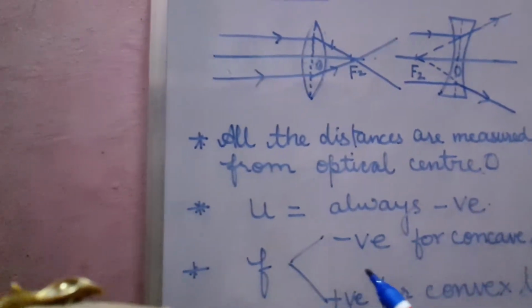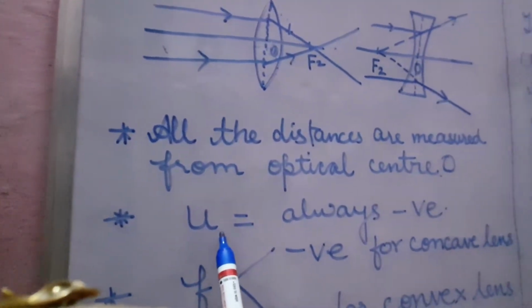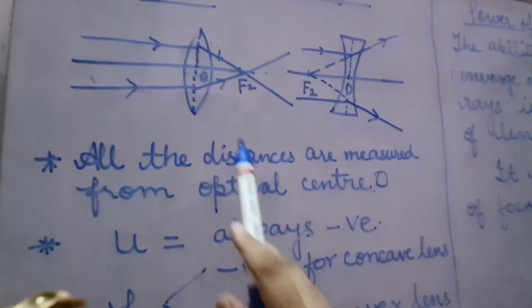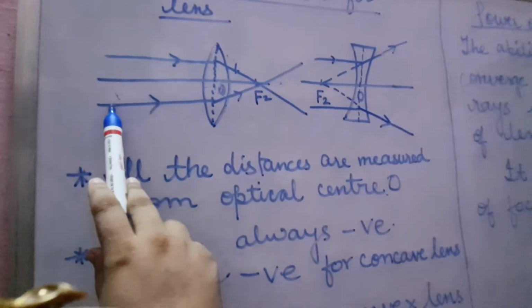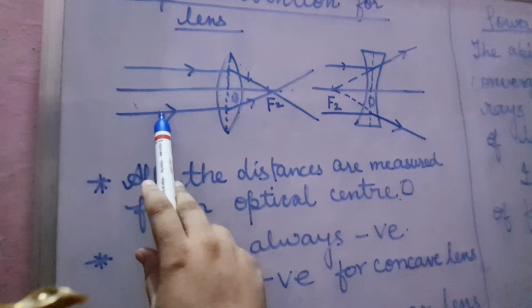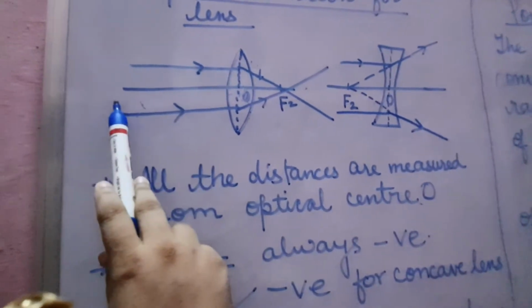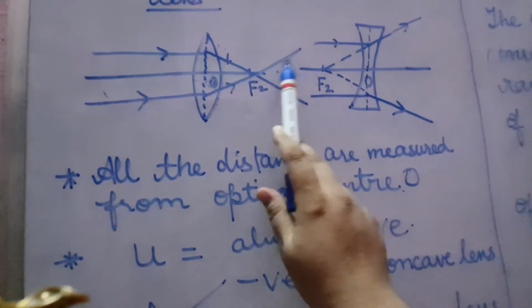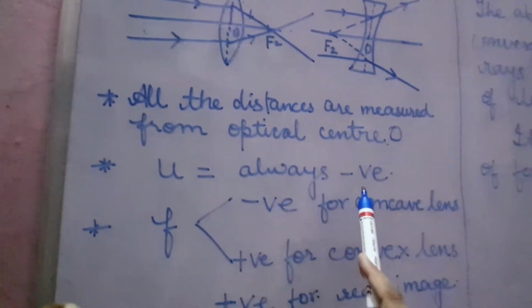Okay, now if you consider the sign of U, then the sign of U is always negative because object is always kept on this side. Okay, you have studied the image formation, so in all the cases we have kept the object in this side for this lens also and for the concave lens also. So U is always negative.